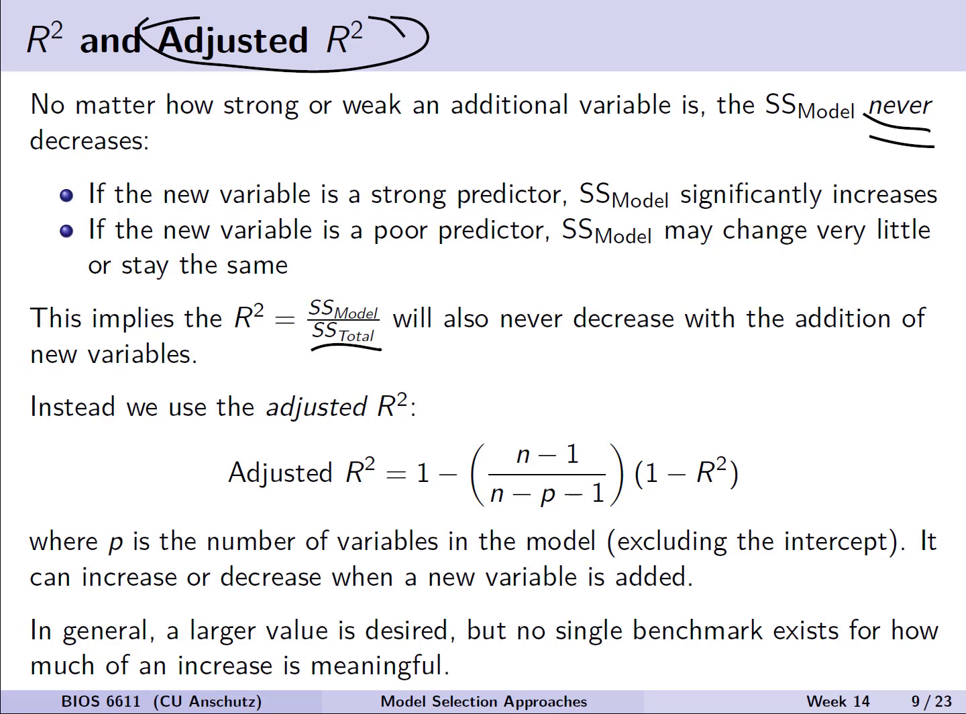To account for this, though, we've introduced previously this idea of the adjusted r squared. Here we see that we adjust for the sample size and the number of predictors as part of the relationship with that r squared term. In this case, p is the number of variables we have in our model, excluding that intercept term, and we can show that it could increase or decrease when a new variable is added with this correction. In general, a larger value is desired, however, no single benchmark exists for how much of an increase is considered meaningful.